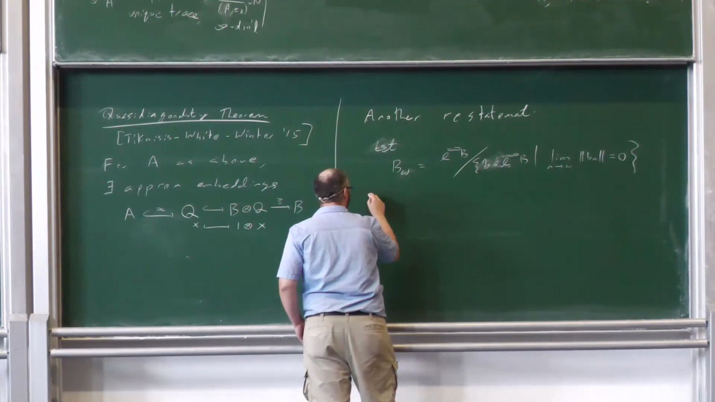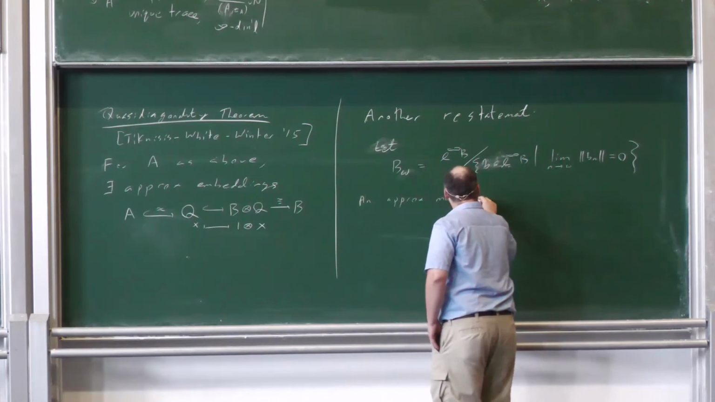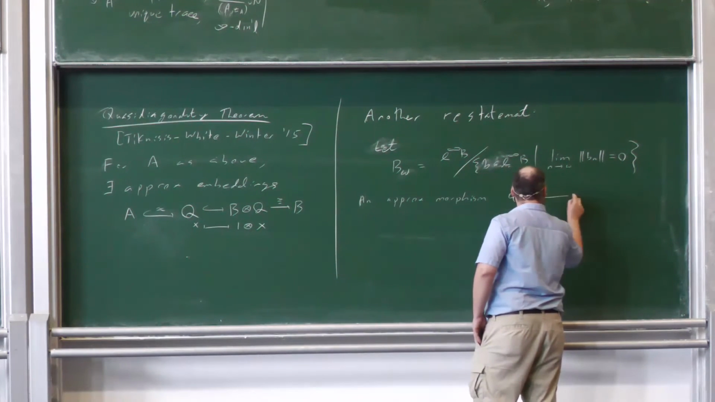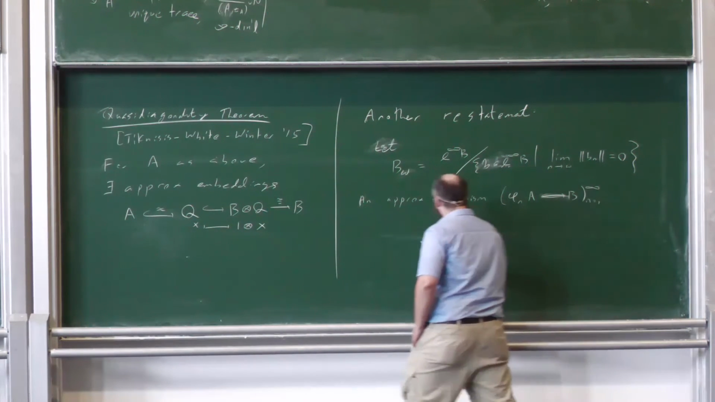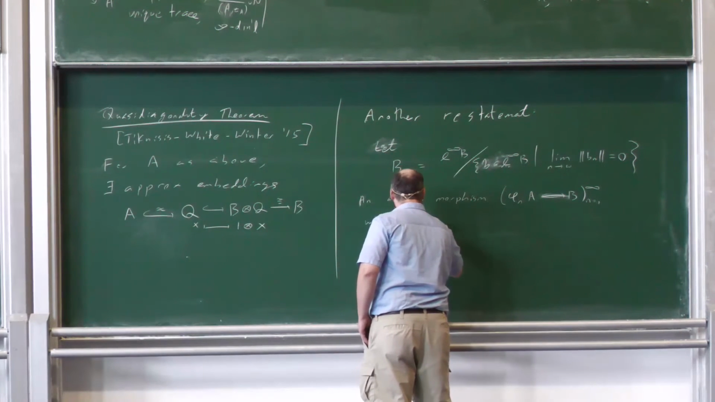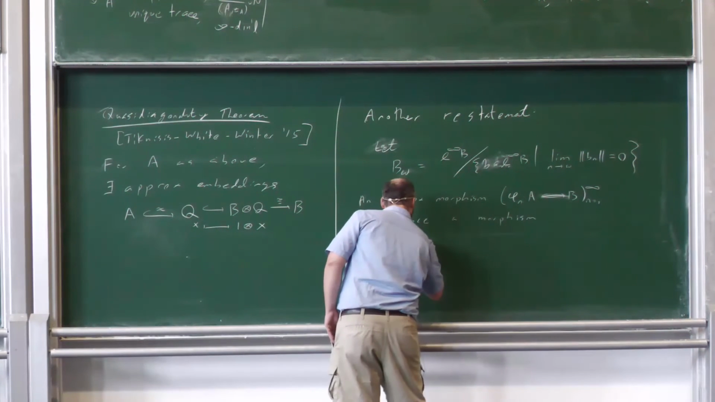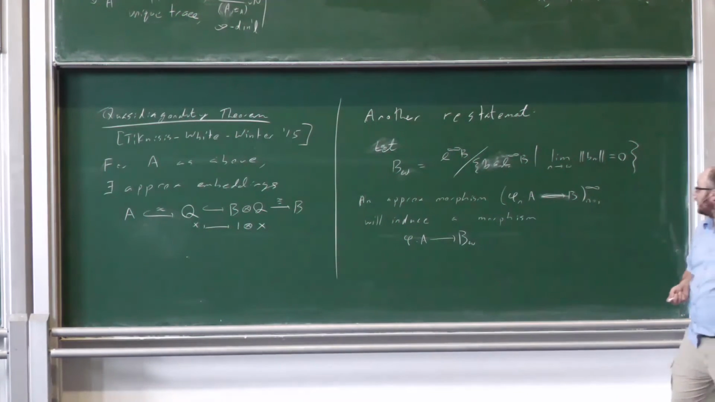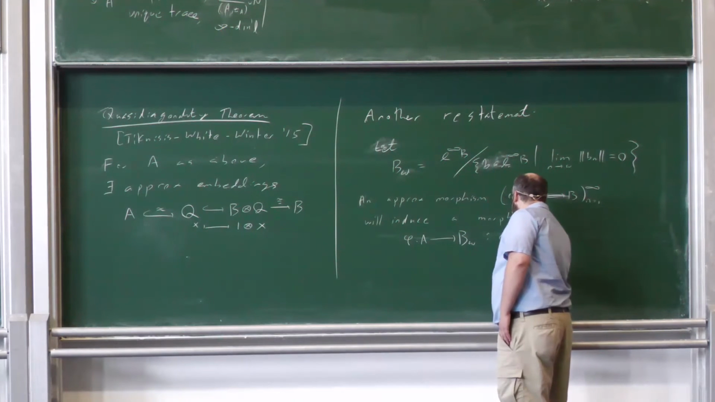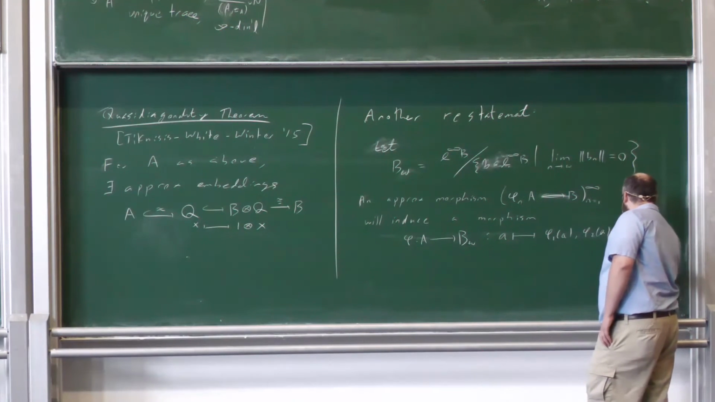So an approximate morphism phi_n from A to B will induce a genuine morphism from A to B omega by sending your a to just a sequence: phi_1 of a, phi_2 of a, and so on.